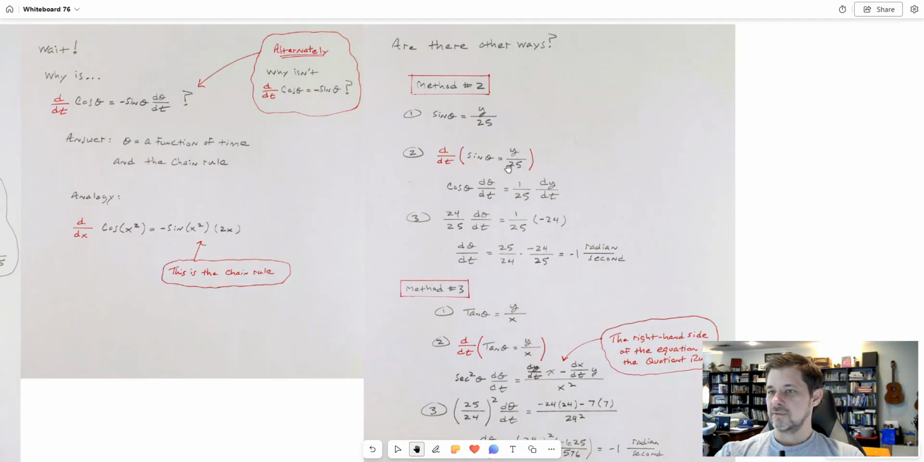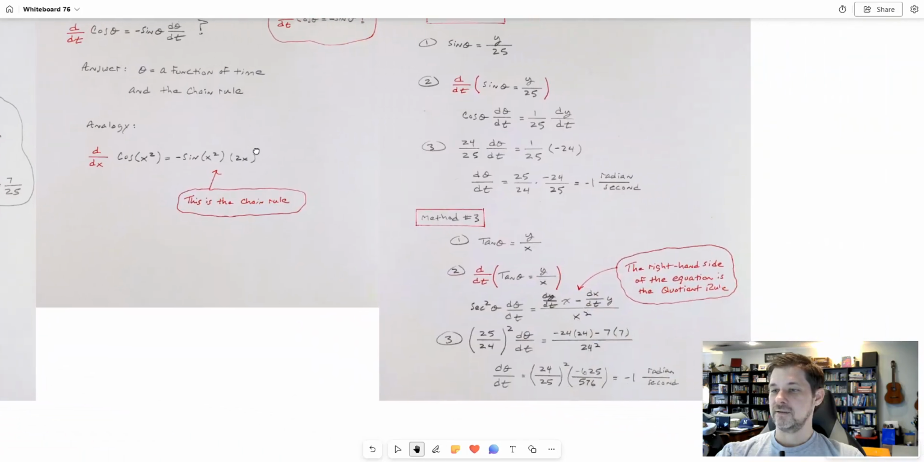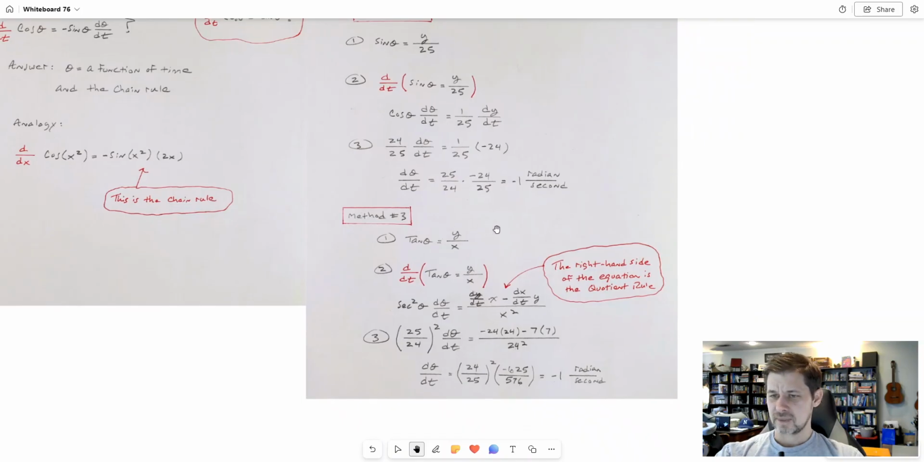Take the derivative. We get something very much similar in our work to the other problem, and we get the same answer. Okay. Is there another way? Is there another true equation? Tangent of theta is y over x. That could be another starting point. All right. So there's a third way to do it. So I could say tangent theta is y over x. Take the derivative with respect to time of that.